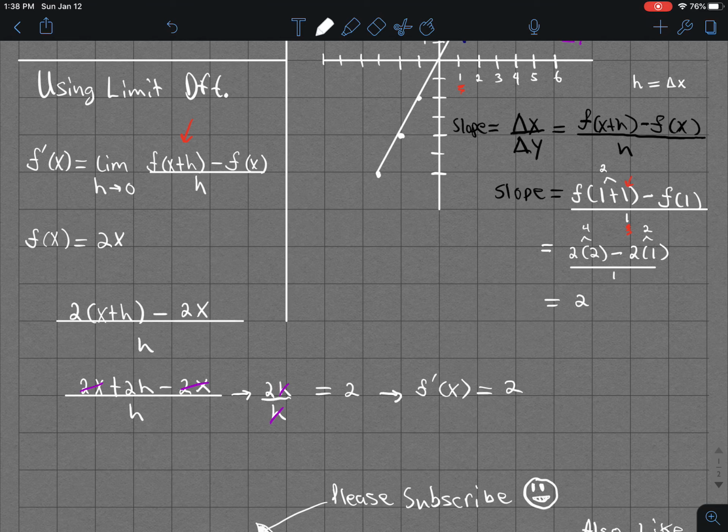So the derivative is essentially the same as the slope, or a better way to think about it, it's the change of something with respect to another thing. Like with the slope, it's the change of y with respect to x. So it's the change of something with respect to another thing. So there you have it.